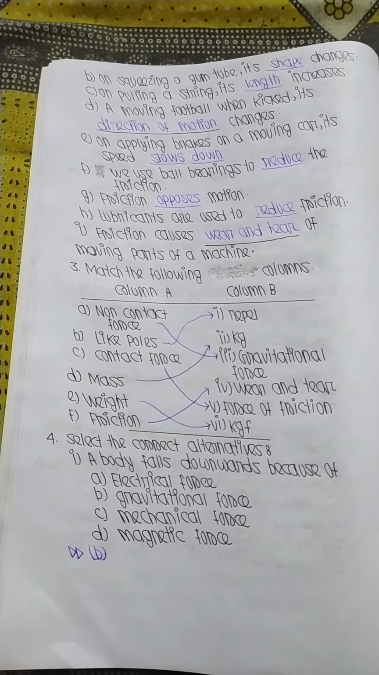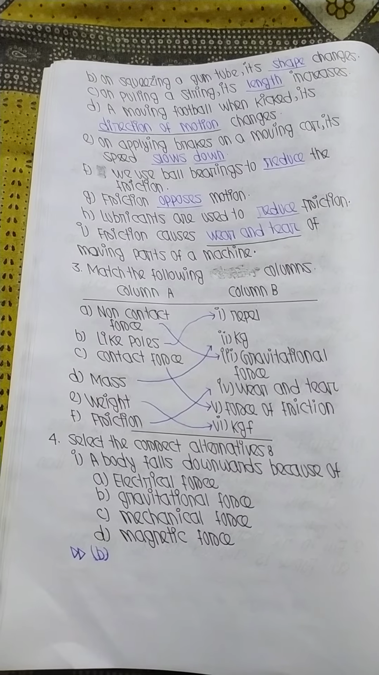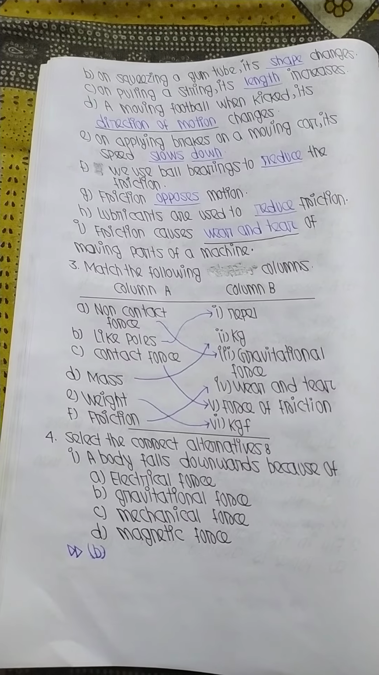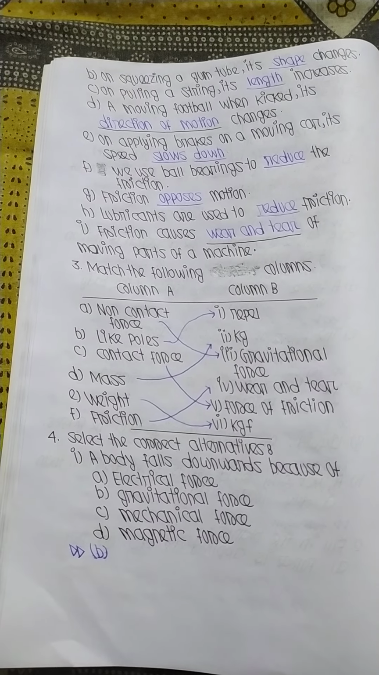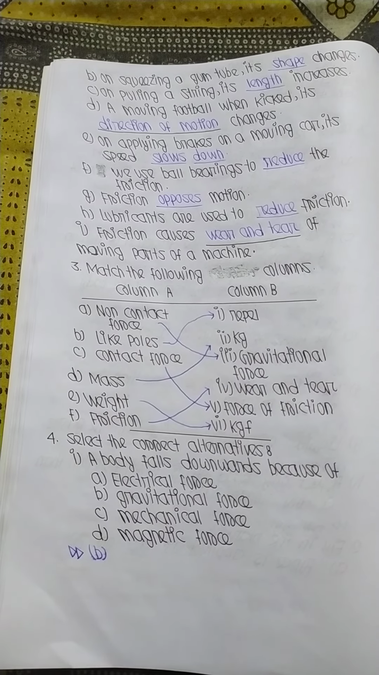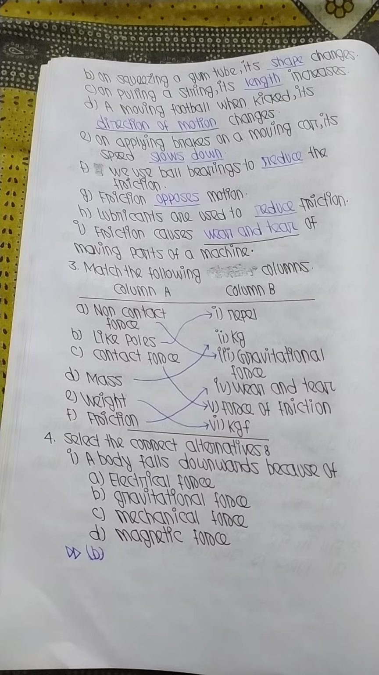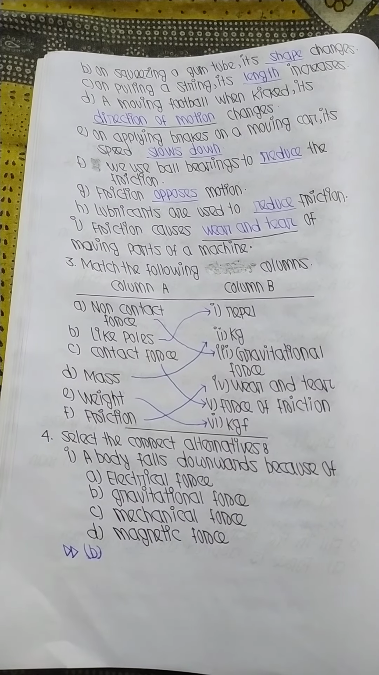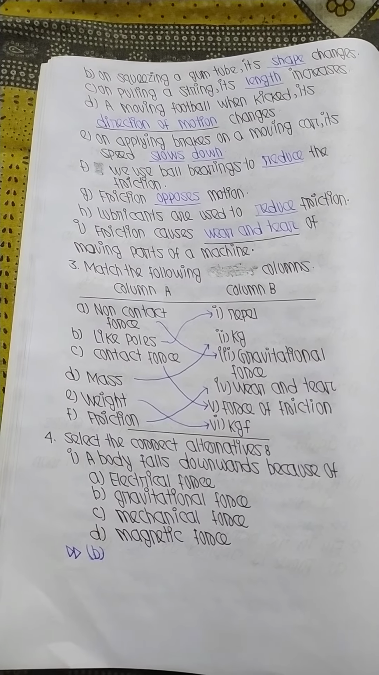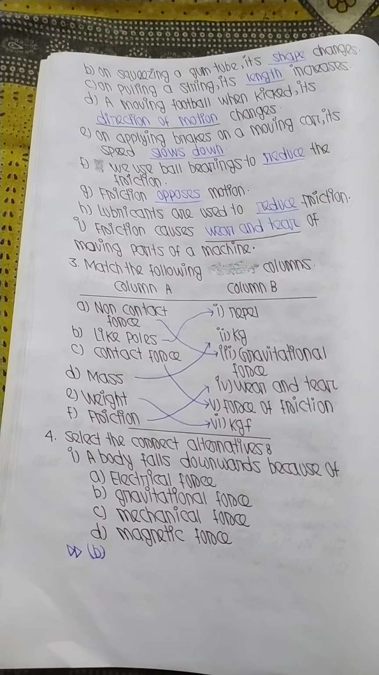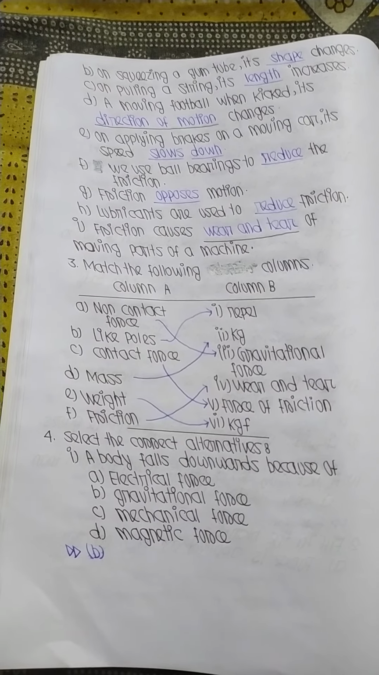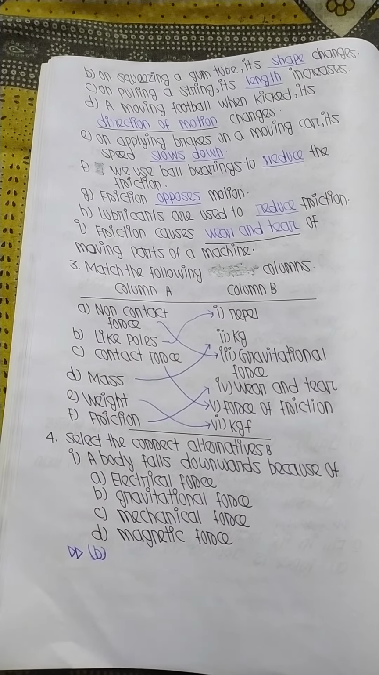Option D, mass. It is connected with the kilogram of column B. Weight. It is connected with option 6 of column B, that is kgf, kilogram force. Option F of column A, that is friction. It is connected with the wear and tear, that is option 4 of column B. Now come to the next question.